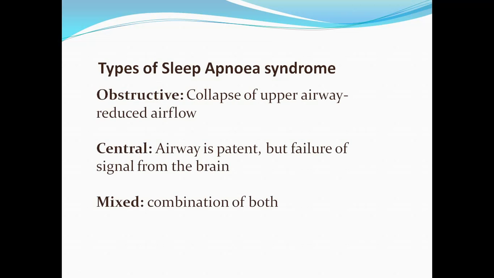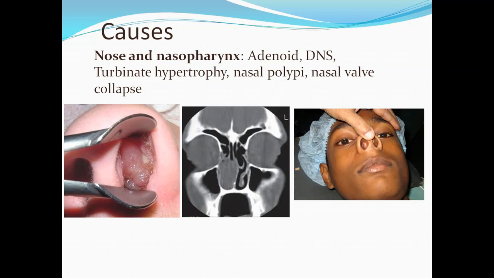So, what is this sleep apnea syndrome and what are the types of sleep apnea syndrome? Sleep apnea can be classified as obstructive when there is collapse of the upper airway causing reduced airflow. That is called obstructive sleep apnea syndrome. But it may be central, where the airway is patent, but there is failure of signal from the brain. That is called central sleep apnea syndrome. Some patients will have both types, when it is called mixed sleep apnea syndrome.